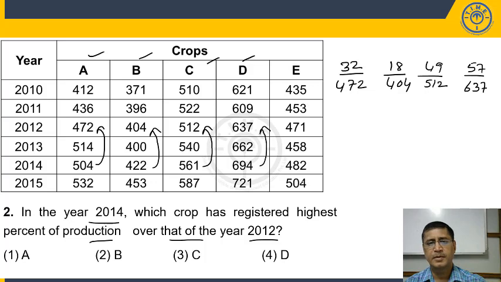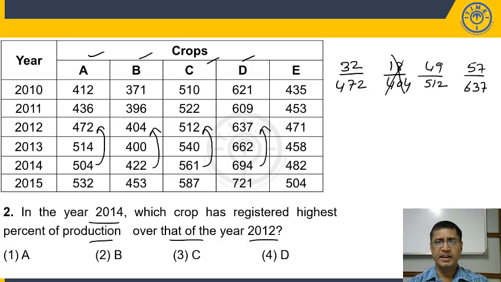Just look at this one. Yes, my dear students, try to answer this just by observation. So which value increases maximum? Which crop has registered the highest percent of production? 32 upon 472, 18 upon 404. So if you observe, we can eliminate this. Okay, now what about the next one? If you observe the remaining values, what is the result here? Approximately, just try this one.